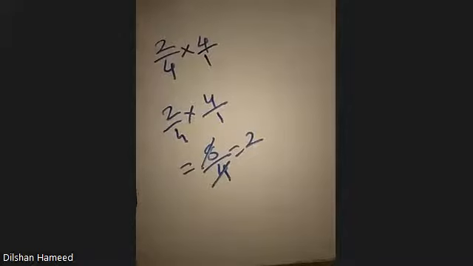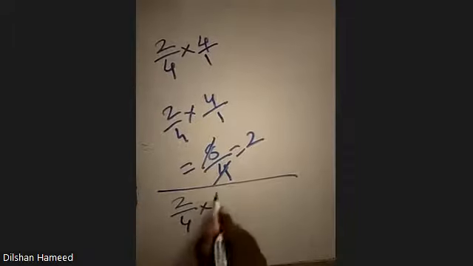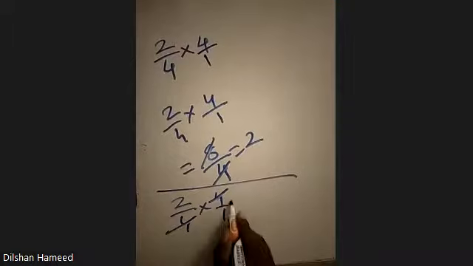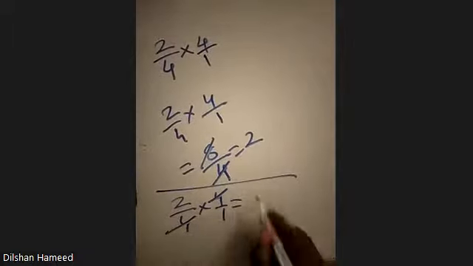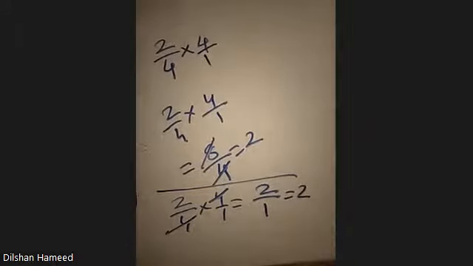Another way is what you do is you have 2 upon 4 multiplied by 4 upon 1. I cancel this 4 with this 4. Okay. Then is there anything else you can cancel? No. So the answer is 2 upon 1, which is equal to 2. So you can do it in two ways. So see if you can cross anything out like this, cross it.